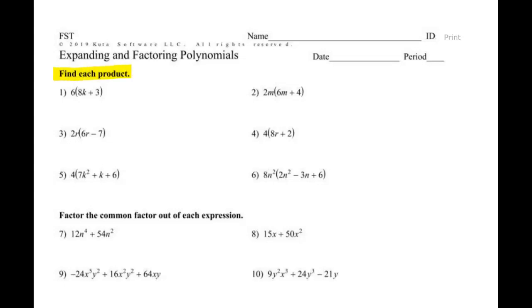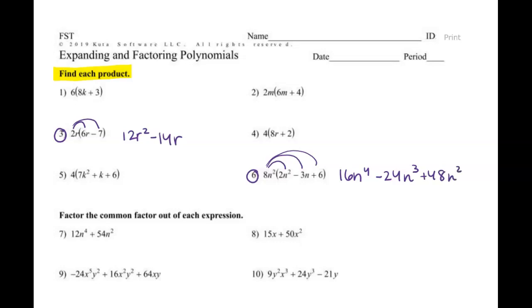All right, so this first part, find each product. Well, we can distribute. So let's do number 3: 2r times 6r, which is 12r squared, 2r times -7 is -14r. If we look at number 6, 8n squared times 2n squared is 16n to the 4th. 8n squared times -3n is -24n cubed. 8n squared times 6 is 48n squared, and the rest are similar.